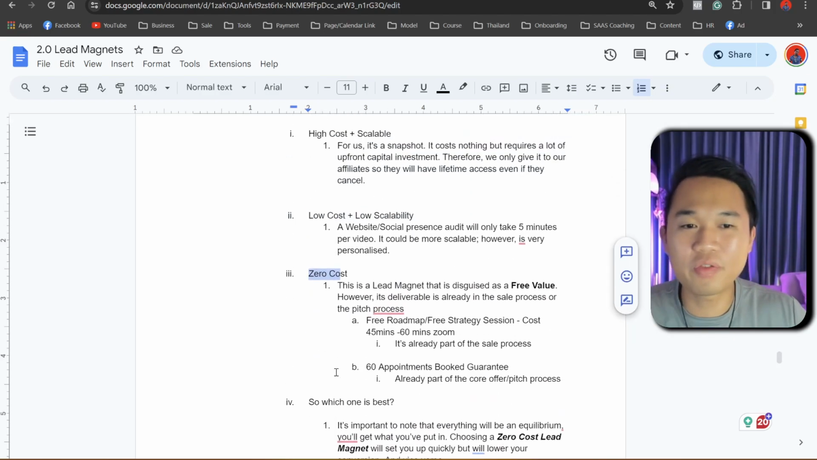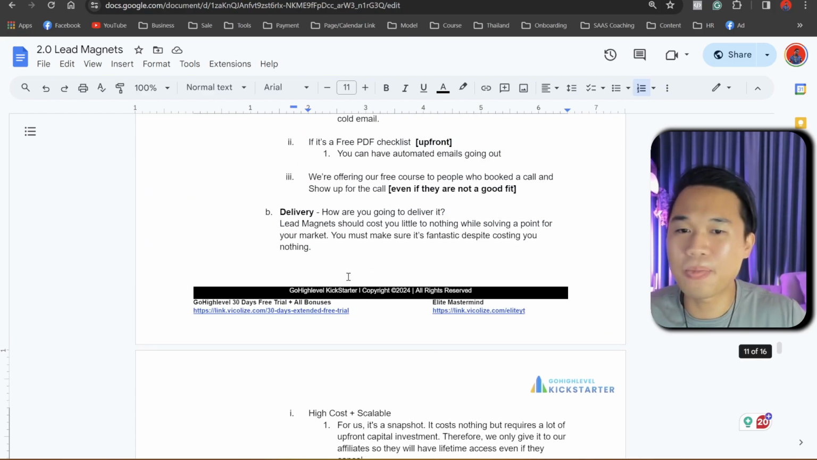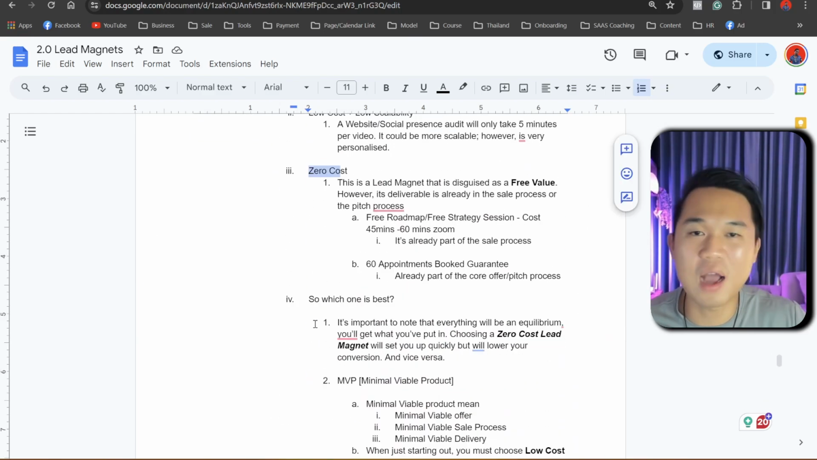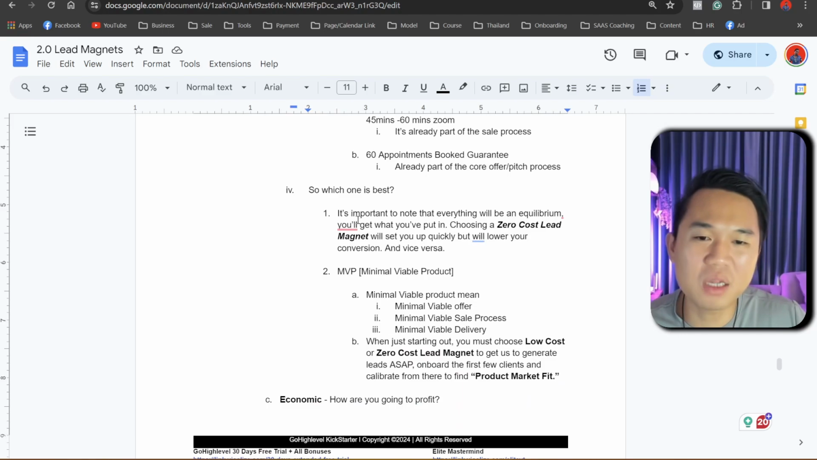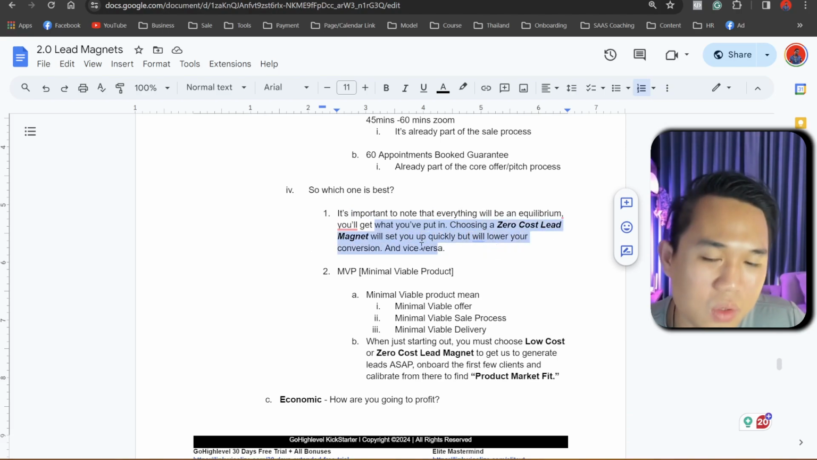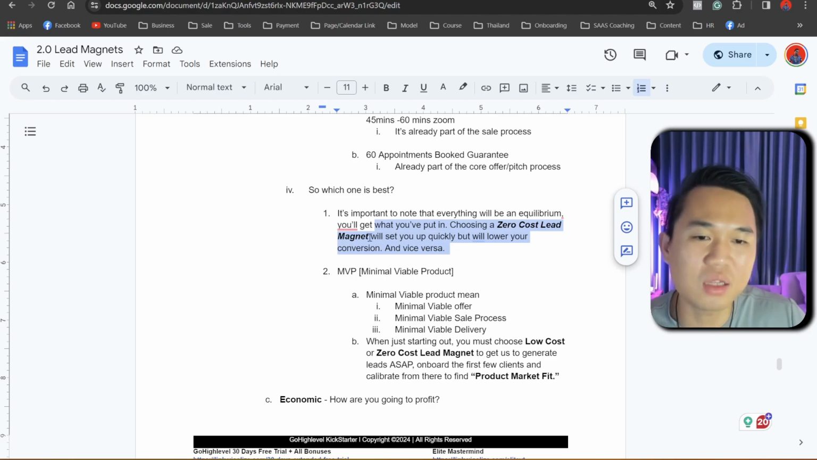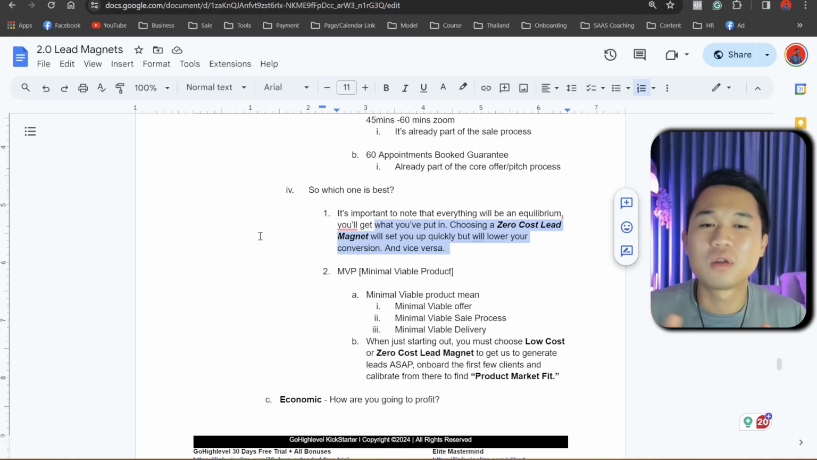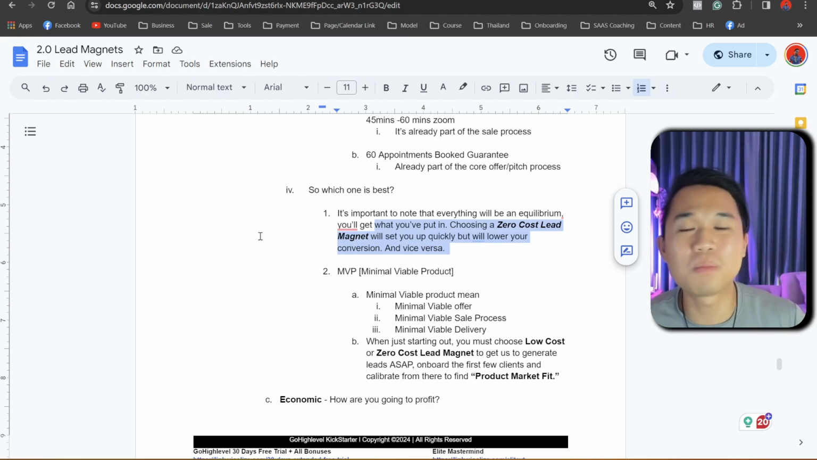All right, so hopefully that covers the delivery and logistics when it comes to how you want to frame it. So which one is the best for you? It's important to note that everything is in equilibrium. You will get what you put in. Choosing a zero cost lead magnet will set you up quickly but will lower your conversion rate, and vice versa. That means if you have a zero cost lead magnet that you don't have to put any work into, you're going to put a lot of time into sales, lead nurture and lead conversion, meaning spending a lot of energy and effort trying to convince someone to buy your stuff.